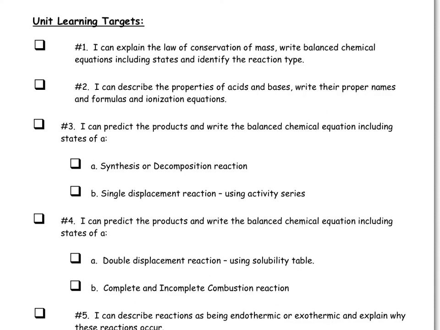In this lesson, we'll talk about learning target number 4. By the end, you should be able to predict the products and write the balanced chemical equation, including states, for double displacement reactions.